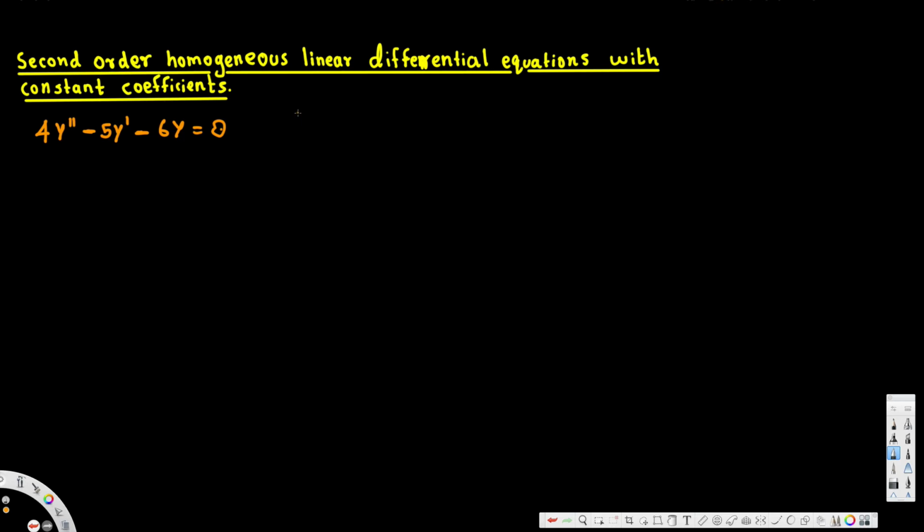Hey guys, what's going on? In this video we are going to see an example on second order homogeneous linear differential equations with constant coefficients. Here we have 4y double prime minus 5y prime minus 6y is equal to 0.